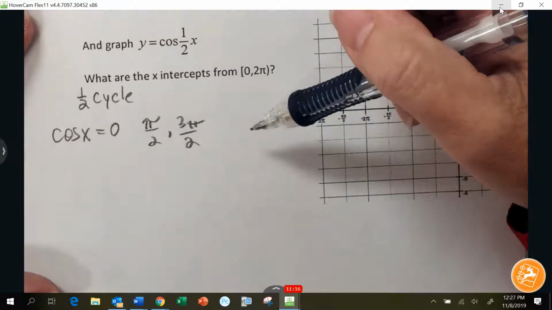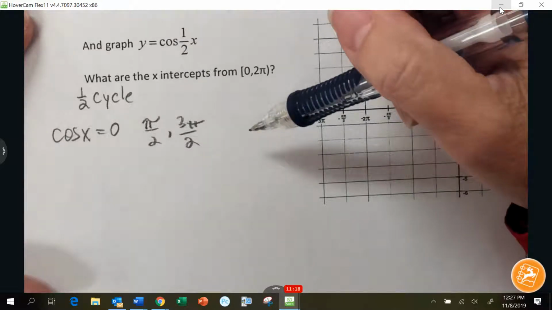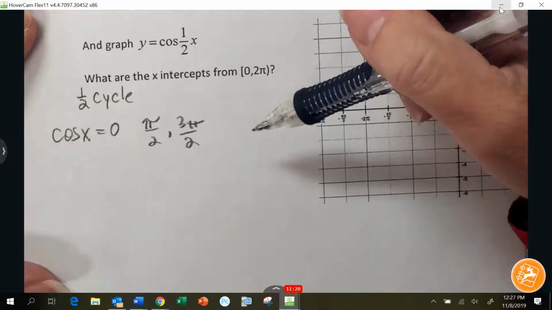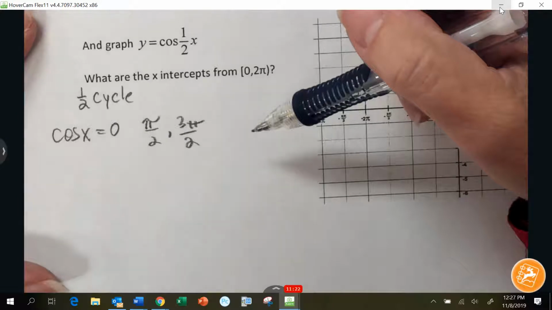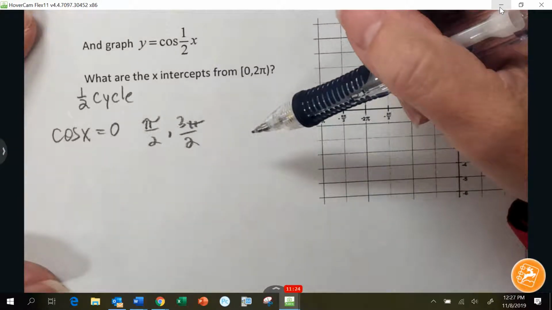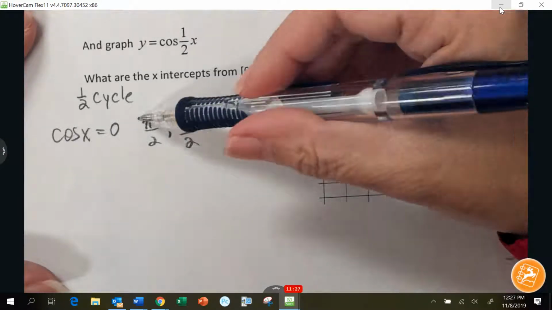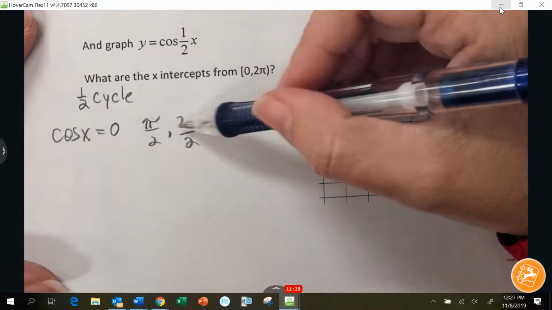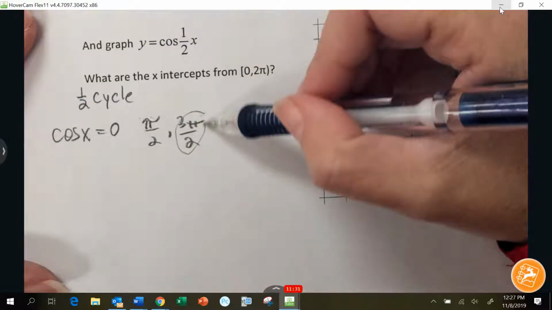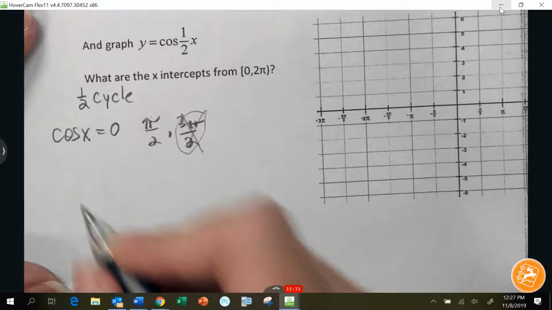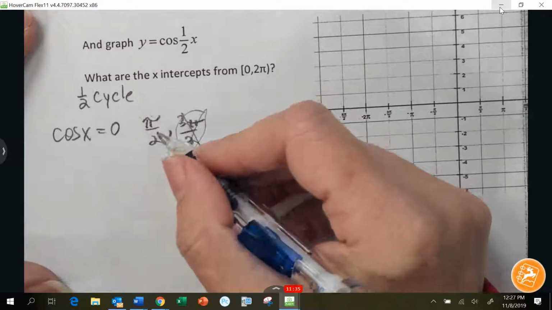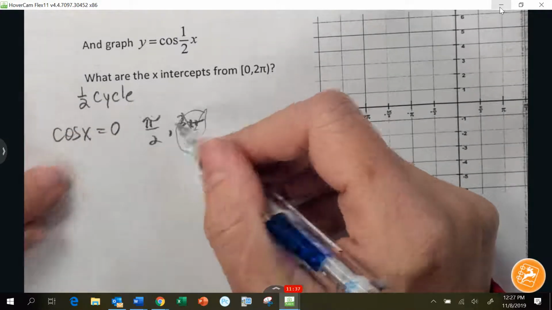Which half do you think I should use? Like intuition. Which half? Not the top of it, the right one or the left one? The pi over 2. We're going to use the first half. I'm not going to use that one. So we're going to take that, and that's our only cycle. So what do we do now?